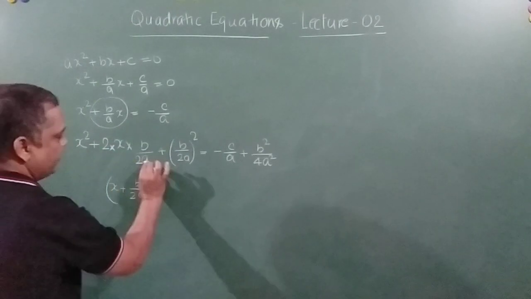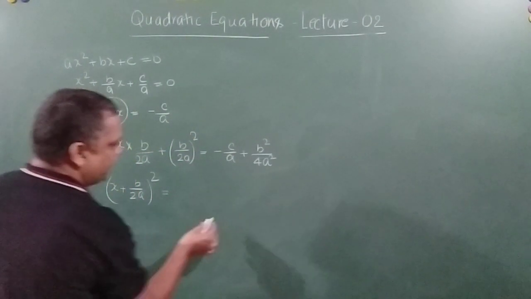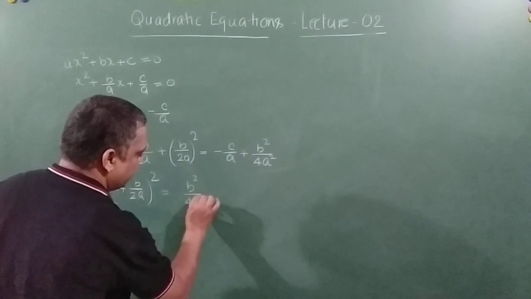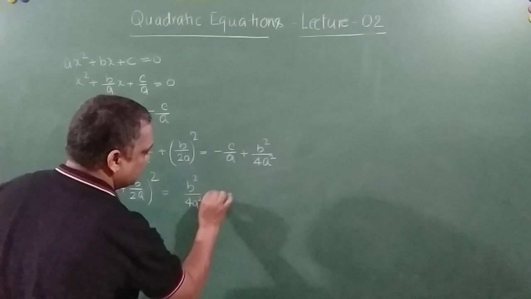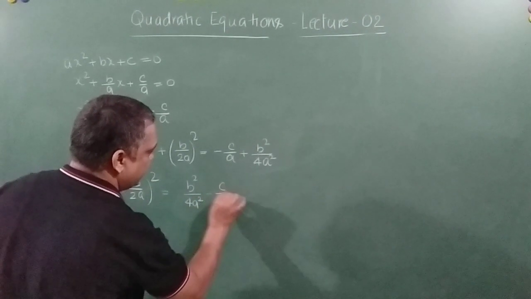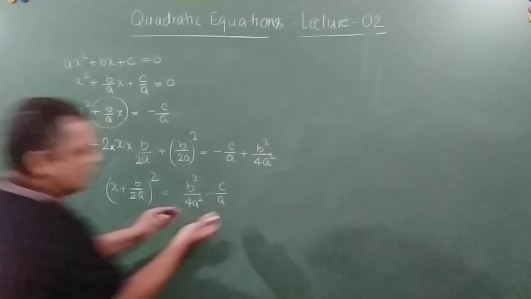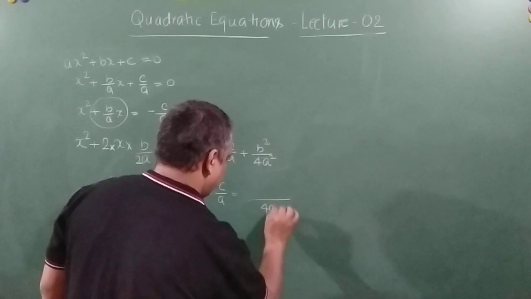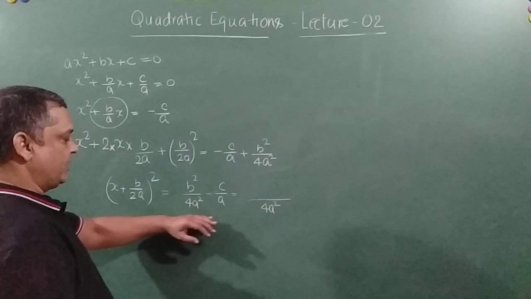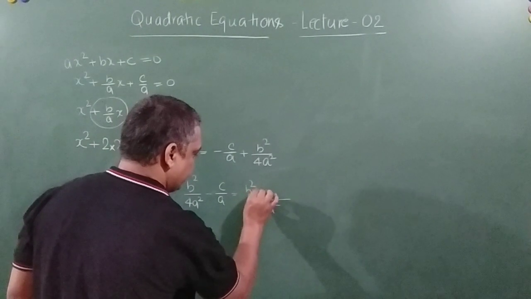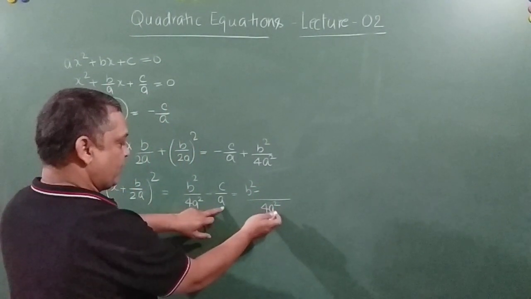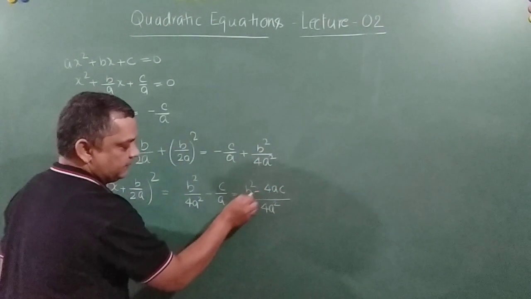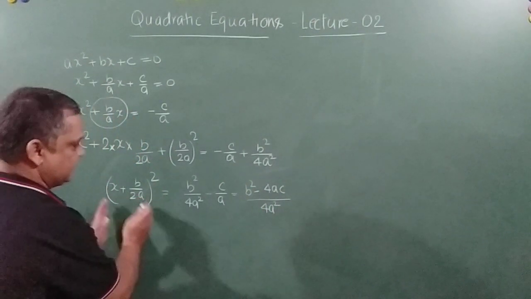a square plus 2ab plus b square is equal to, we will rearrange this, b square by 4a square, plus, minus c by a, right? We will try to solve a bit here, okay. What you can do is that we will take LCM. So 4a square is the LCM. Now if I divide it by 4a square, this becomes b square minus, and divide by 4a, that is 4ac. You are getting it? Right. So this is equal to this.